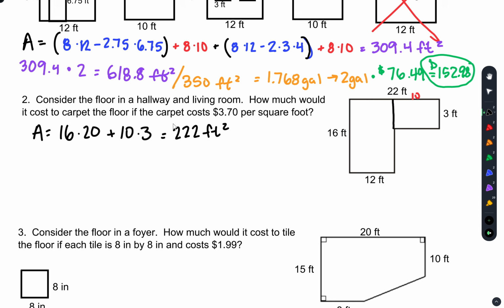Now this part's pretty easy. We're going to take that 222 square feet. We're going to multiply it by how much it costs per square foot of carpeting. We got a nice round number here. So 222 times 3.70. Put it right into your calculator. I get $821.40. So $821.40.